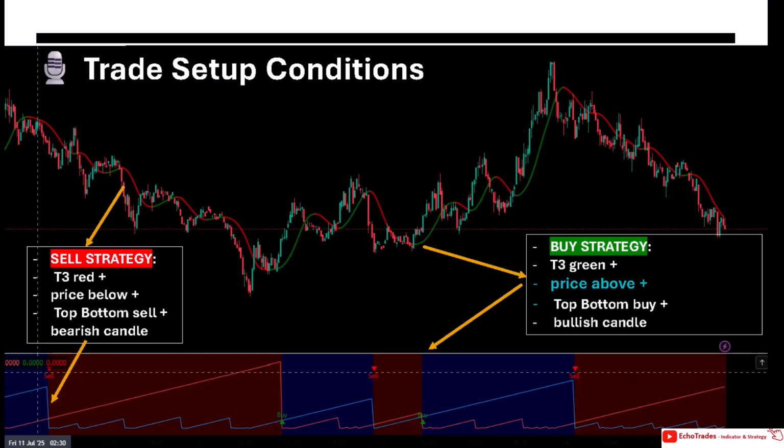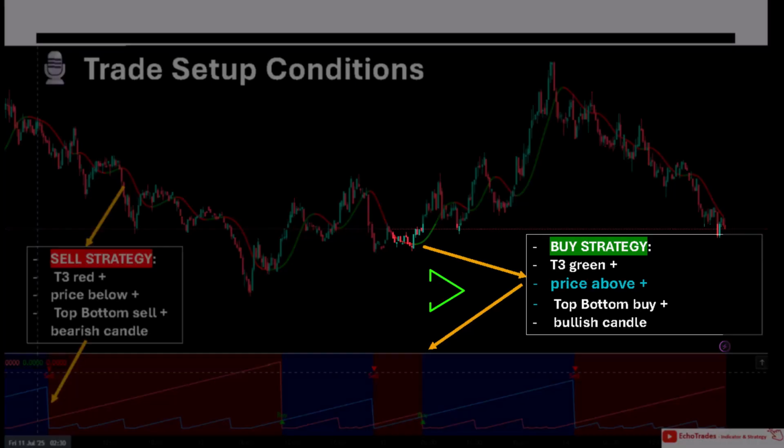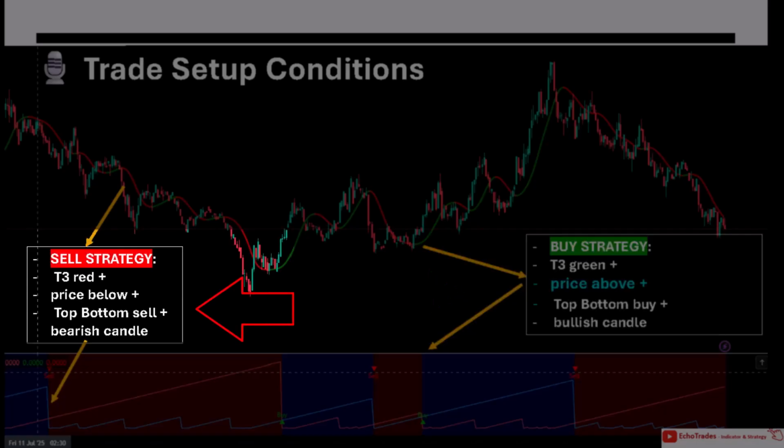Yeah, this is the core of it. For a buy signal, you need a few things to line up. One, the Tilson T3 line has to be green, and the price needs to be trading above it. Okay, condition 1. 2, at the same time, the top-bottom indicator needs to give you a buy signal down below. Condition 2, confirmation. And 3, you ideally want to see this confirmed by a bullish candle forming right then. A candle showing strong buying pressure. Got it. T3 green plus price above plus top bottom buy plus bullish candle. That's your entry trigger for a buy.